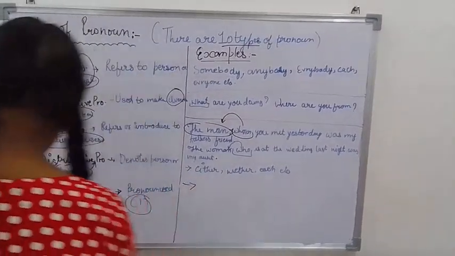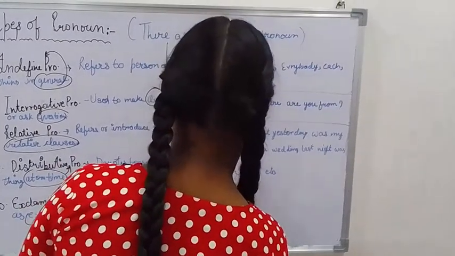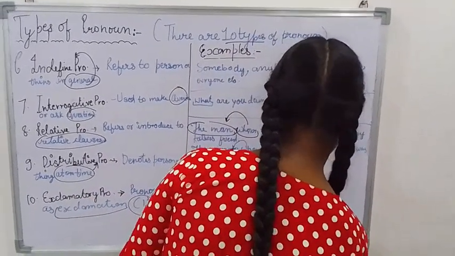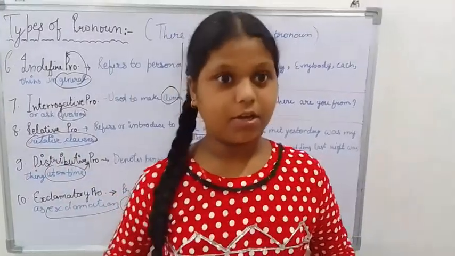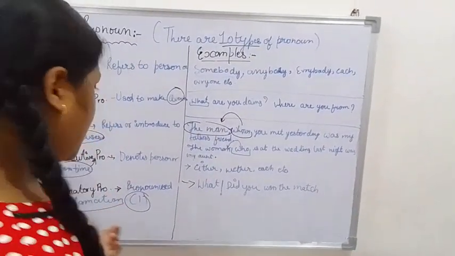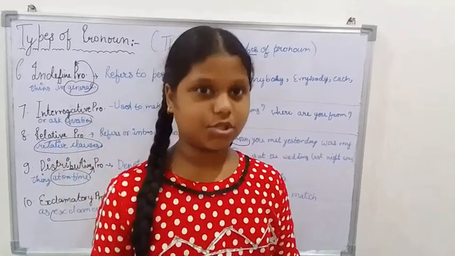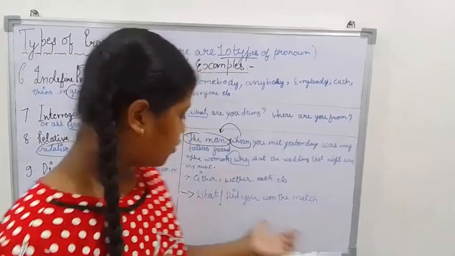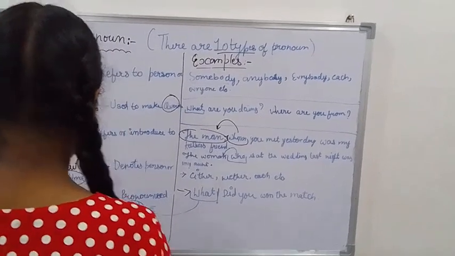Now for examples, what! Did you win the match? It is expressing some kind of shock or some kind of expression, like what, did you win the match? Exclamation is used to express something in an expressive manner, like in an emotional manner or in some kind of manner which shows an expression. What! Did you win the match? So what is used as exclamation, so it is an exclamatory pronoun.